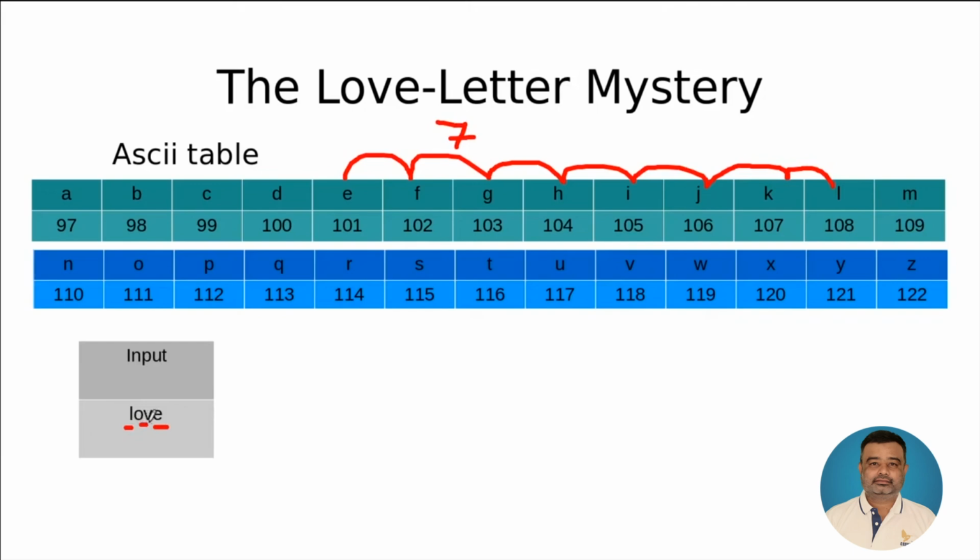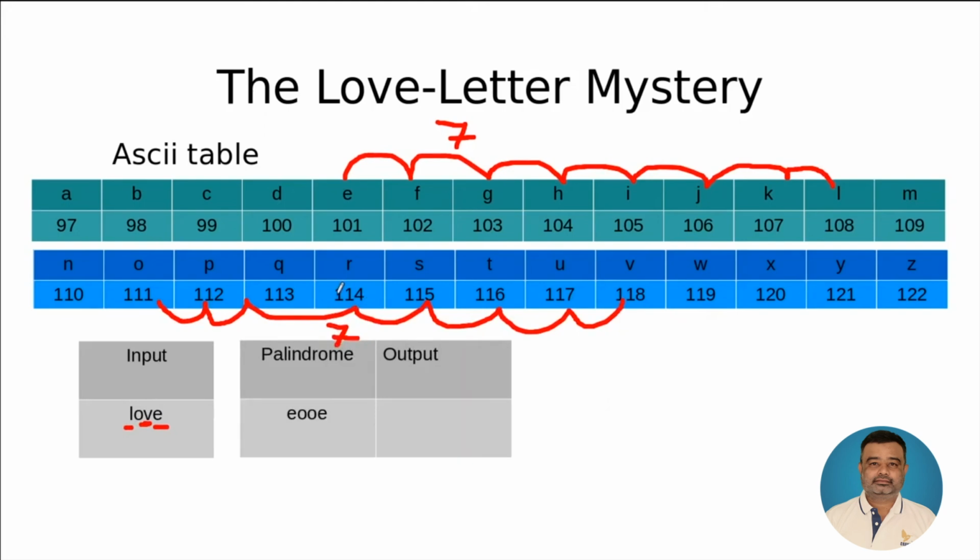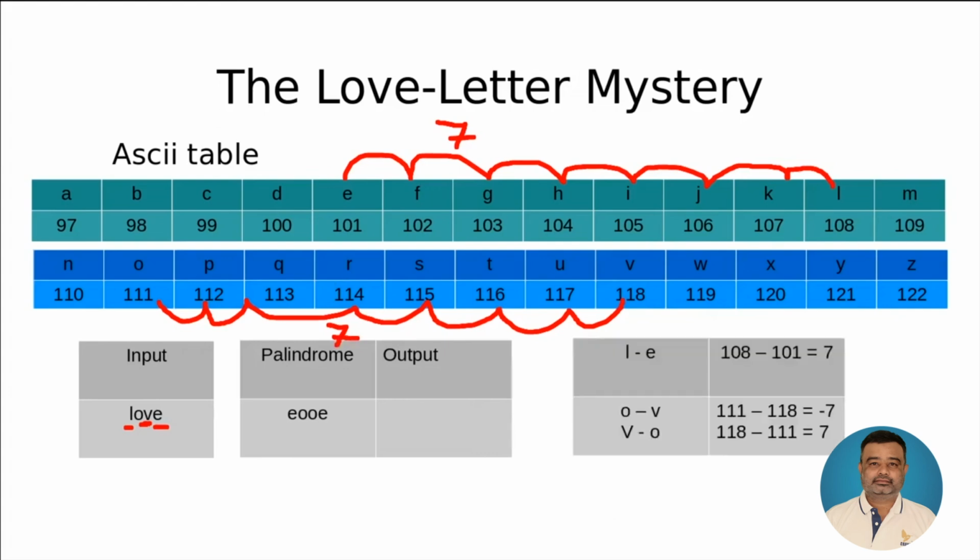Then we need to consider the second and the second last, between O and V. Which has to be changed? V has to be changed to O. Again, how many steps? 1, 2, 3, 4, 5, 6, 7 steps here. Total number of steps? 14. And the final output should have been E-O-O-E, but we only need to print the number of steps required, which is 7 plus 7, that is 14.